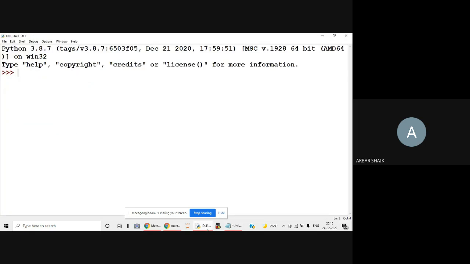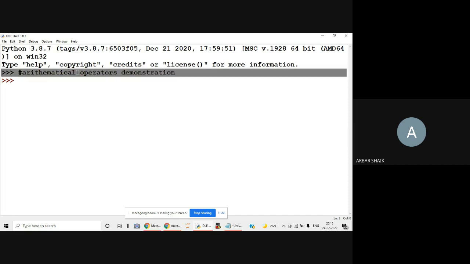I'll show you. For example, here if I write, arithmetical operators demonstration. Here I just wrote hash, so it is not going to be considered. It is simply a comment, not a part of the program. It is only description. I am doing some arithmetical operators demonstration, so that's why I wrote this explanation, so that you can understand what I am doing.